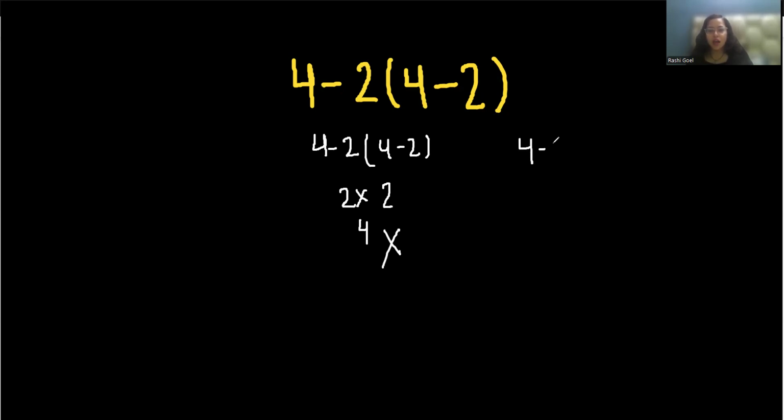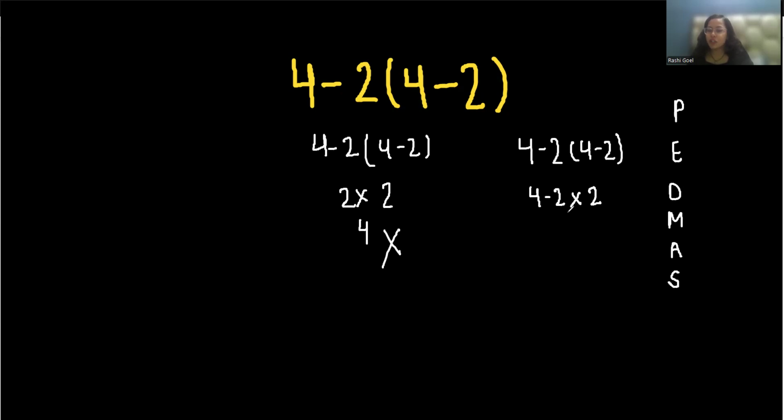If there are multiple operations given, you have to follow certain rules. So I am going to use the PEMDAS rule, which helps me find the correct answer. First you have to solve the parenthesis. That means this bracket gives us 4 minus 2 as 2, and if we remove the bracket, we will put a multiplication sign.